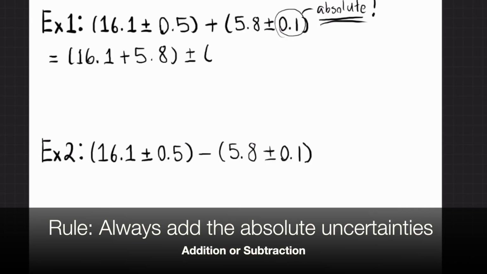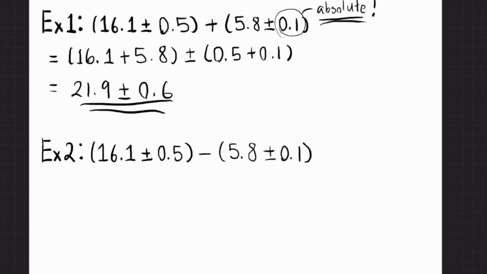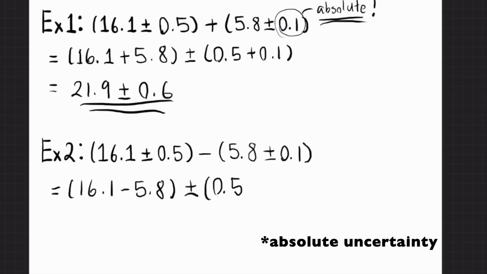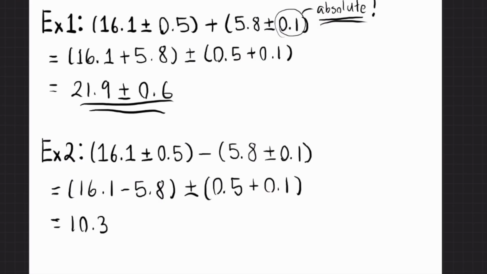So the rule is we add the absolute uncertainties. So we have 0.5 from the 16.1 plus 0.1. We get 21.9 plus or minus 0.6 as our final value. And here is essentially the same problem, but subtracted. So 16.1 minus 5.8 plus or minus, and even though this is a subtraction problem, we still add the absolute value of the uncertainties. So this would give me 10.3 plus or minus 0.6.